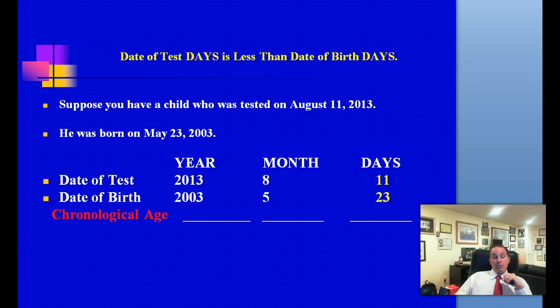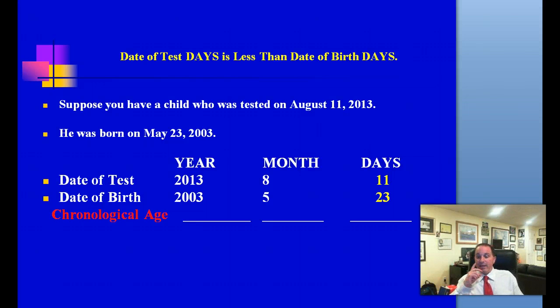Now, the child was born on May 23rd of 2003. So under the year column, we put 2003, and under the month column, we put May, which is 5, but then under the days column, we put 23. The child was born on May 23rd. Now, take a look at that box. We start from the days column, and we subtract our date of test minus our date of birth. So we have 11 minus 23 there.